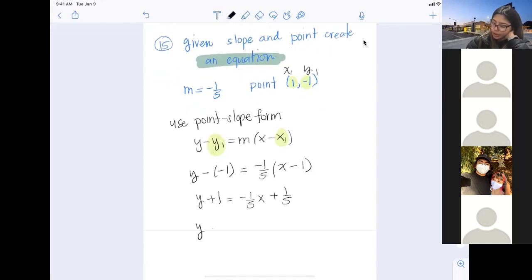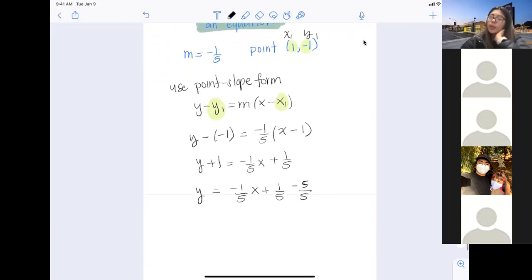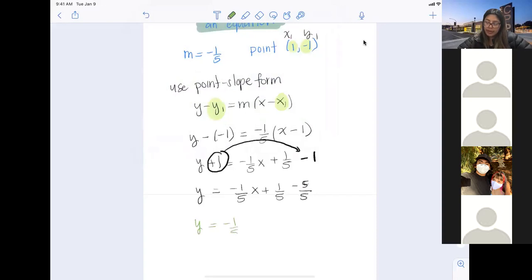Bring the 1 over, so y equals negative 1/5 x plus 1/5 minus 5 over 5. Why do I have 5 over 5? Because I'm bringing this 1 over here and subtracting 1. When I subtract a 1 from a fraction, you have to have common denominators. So I changed 1 into 5 over 5, because that is the denominator that we have for this problem. So we have y equals negative 1/5 x minus 4 over 5. This is the equation of the line.